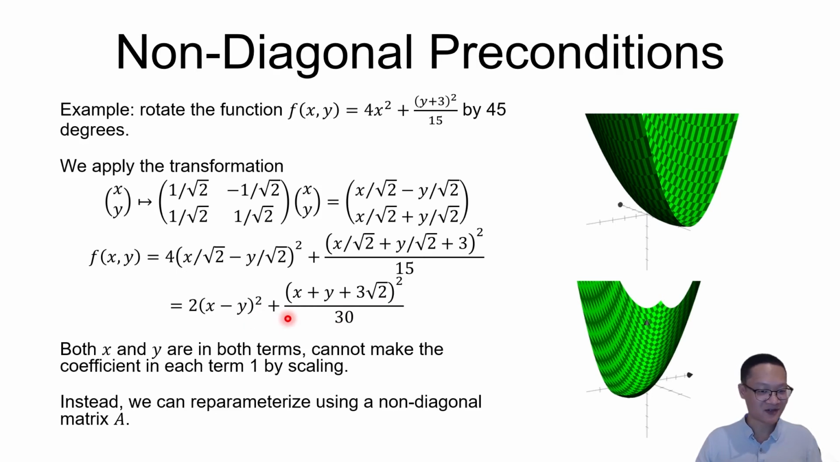So this function is still a paraboloid, it's just rotated 45 degrees. However, a diagonal preconditioner wouldn't really be able to make all the coefficients 1 simply by scaling x and y individually. That means that we need to somehow scale diagonally. Of course, this is just a very simple example. In general, how do you do the scaling for any arbitrary function?